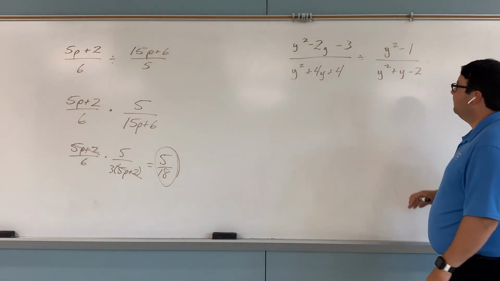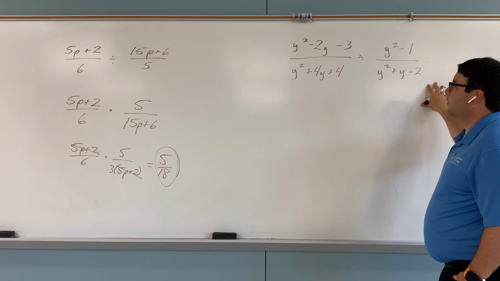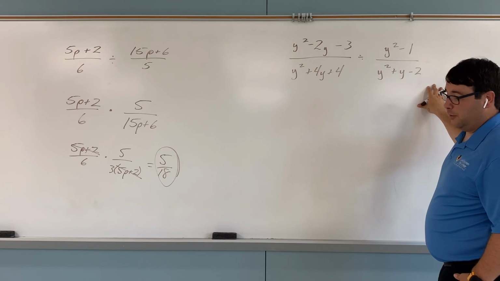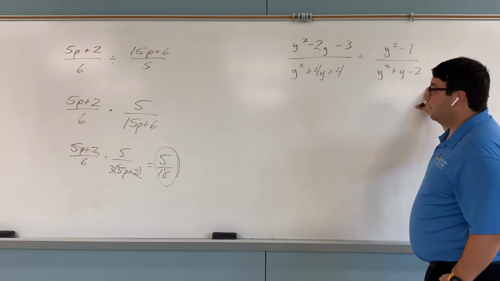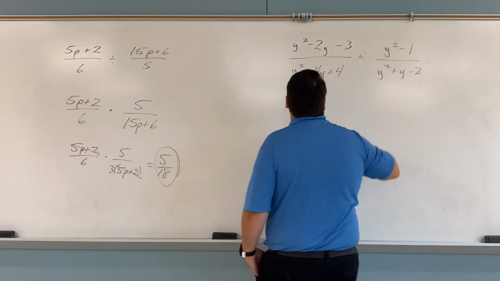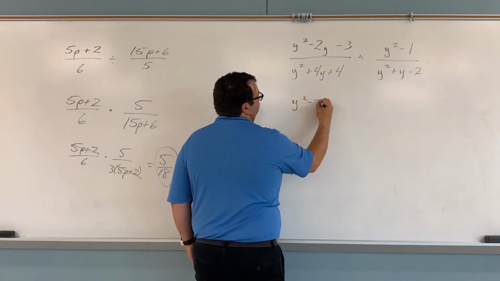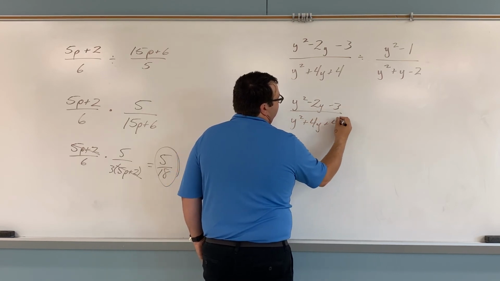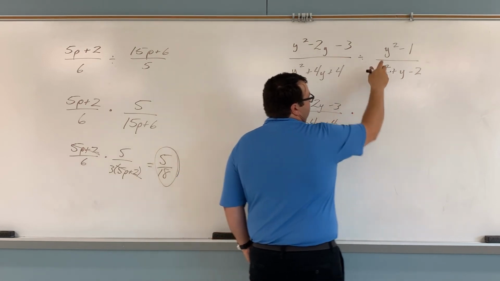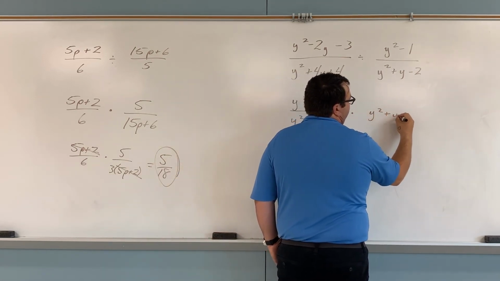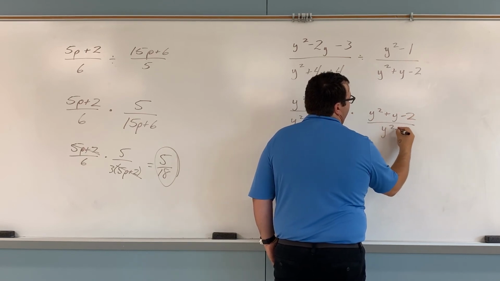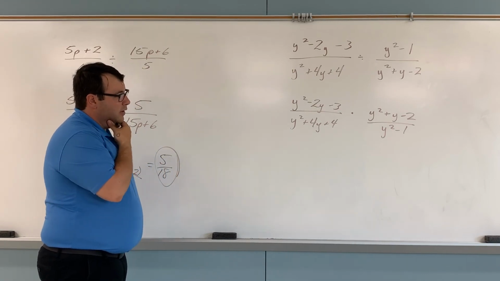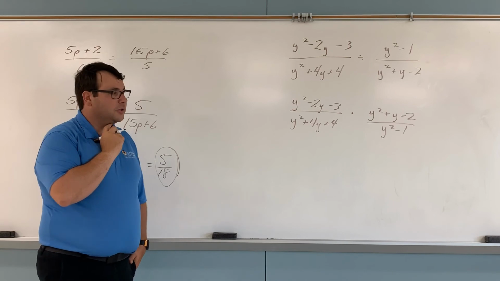Okay, very good. Now, at this point, what is my first step? Well, I'm dividing, so I want to actually change it to multiplication. So I need to use keep, change, flip. So that's what we're going to do. I have y squared minus 2y minus 3 over y squared plus 4y plus 4, times this side, I have y squared plus y minus 2 over y squared minus 1. Okay, very good. So I did my keep, change, flip. I'm now back to a multiplication style problem.